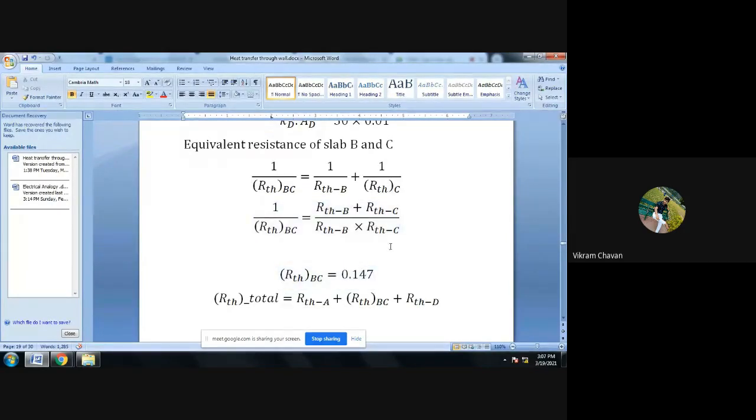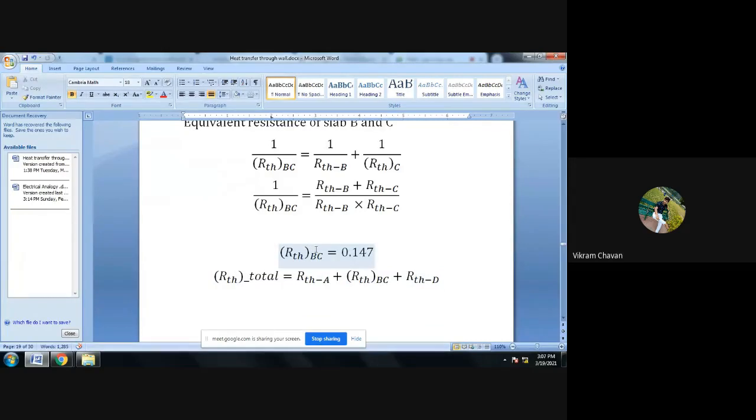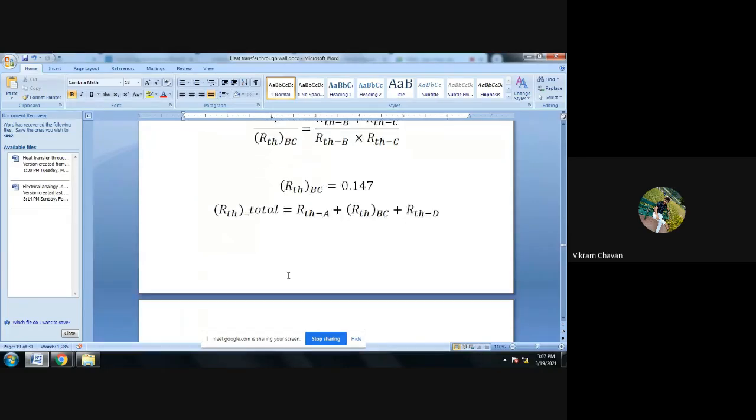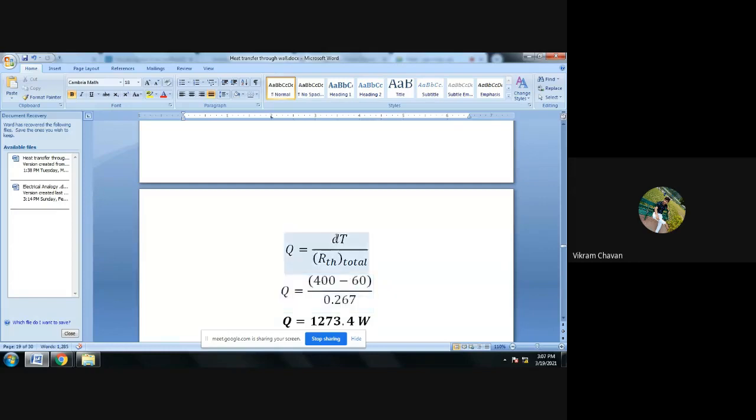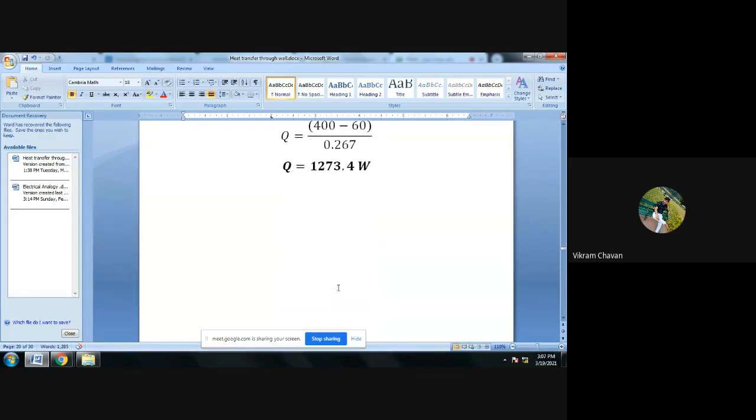So RTHBC we have calculated, and once we determine the equivalent resistance for the parallel arrangement, we just add up all the resistances, so we will get the total resistance. We know that heat transfer is equal to overall temperature difference divided by total thermal resistance. So just put in these values: dt, the overall temperature difference, initial temperature minus final temperature, divided by total resistance, or summation of all the resistances. Then we will get the heat transfer rate, or heat loss or heat gain. In this manner we have to solve such problems.